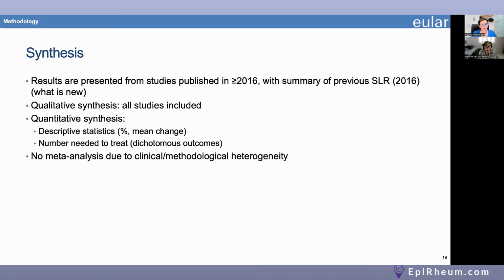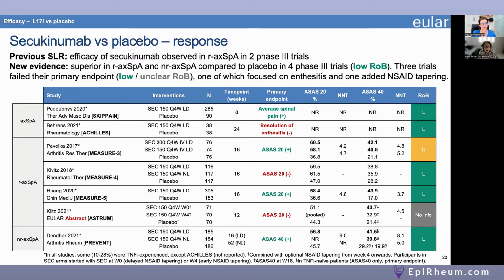After we have performed the SLR, there needs to be a synthesis to be able to present it to the entire task force. First, we have a summary of the previous SLR so that we have all that information available, and then we add what's new. We give the data as detailed as possible. This is an example of one of the tables.